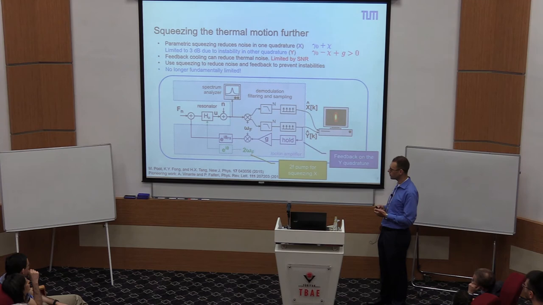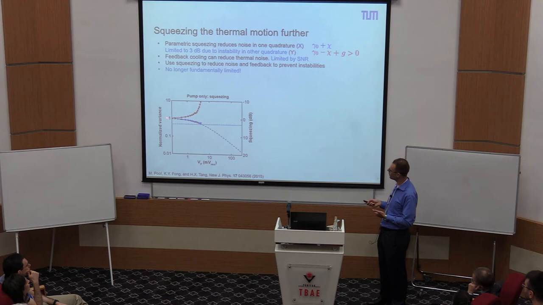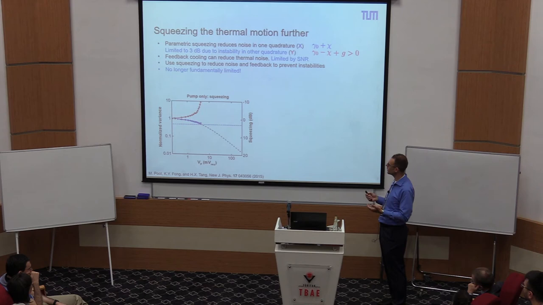So how does that work? Well, here we now see a measurement where we plot normalized variance when we only apply squeezing. And then this is basically the same as we saw in the movie. You actually decrease the noise in the x quadrature. You increase the noise in the y quadrature. And at the point where the y quadrature becomes unstable, you reach this 3 dB squeezing limit. So that's the one element that we have.